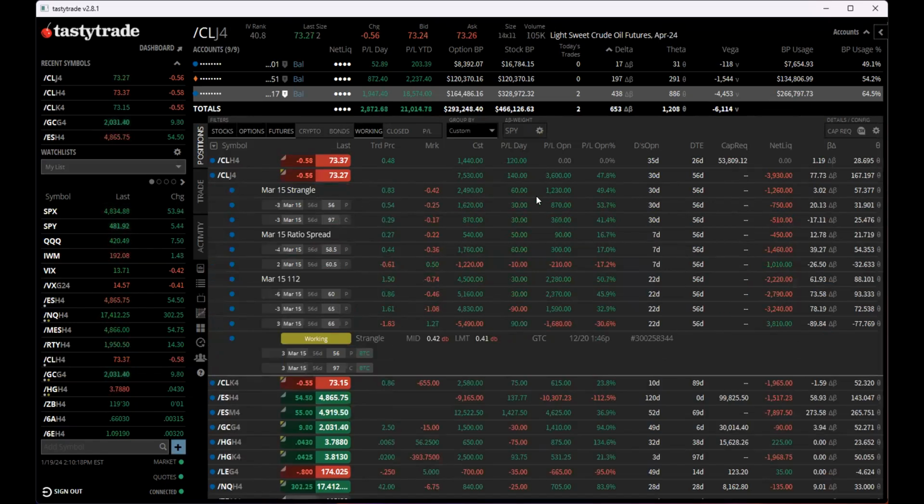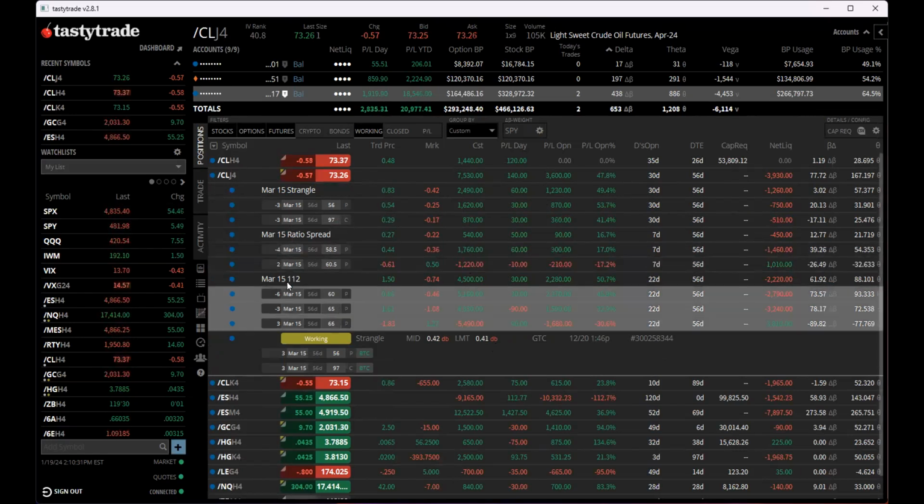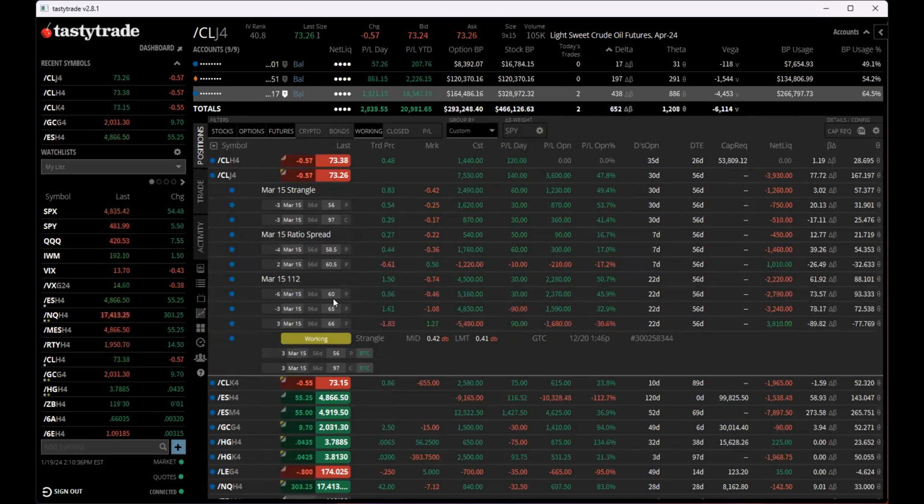If I'm looking here, I got a strangle sitting at 49%. I couldn't get it to close today at 41, but we're 1 cent away from that strangle. Got a ratio spread that's up 16% in 7 days. Got another 112 here that's just percolating along nicely. This is pretty much a similar setup.